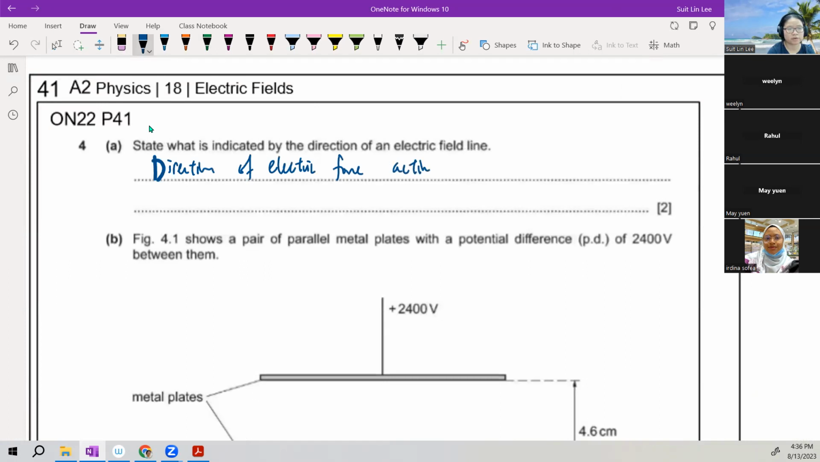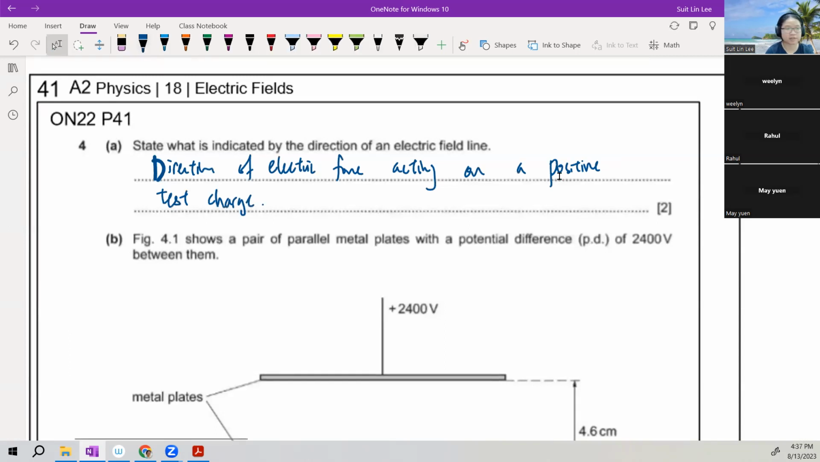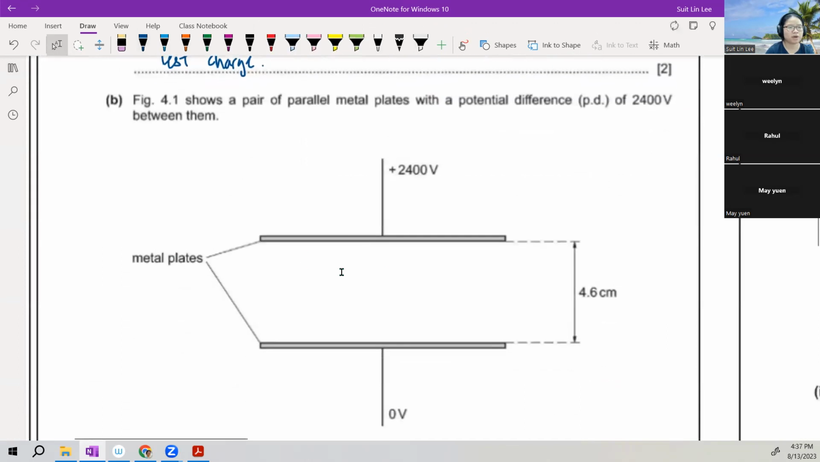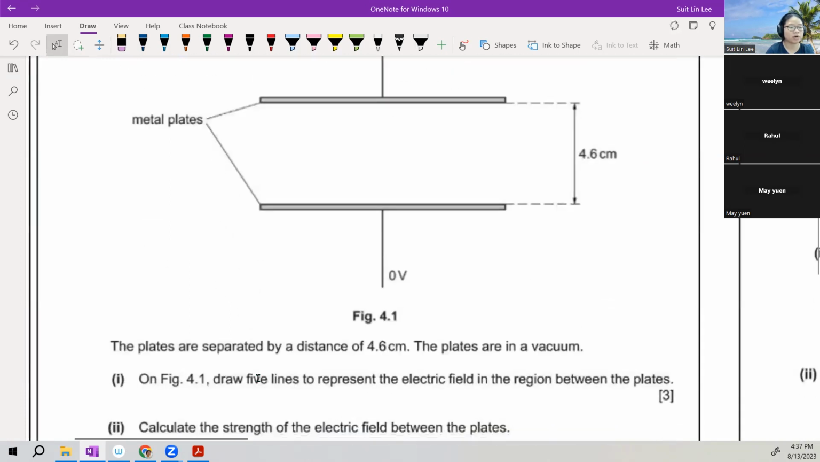Force acting on a positive test charge. So 1 mark for the direction of electric force, 1 mark for the idea of positive test charge. Okay. So in 4B, here you have a parallel plate, with potential difference 2400 volts, right? And you're asked to draw 5 lines to represent the electric field in the region between the plates. So during the exam itself, do try to separate them evenly.